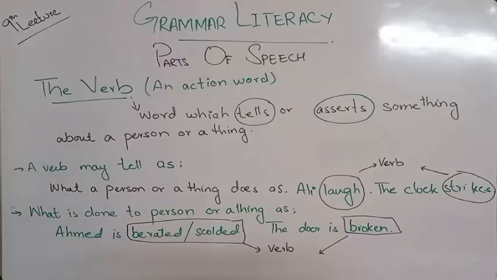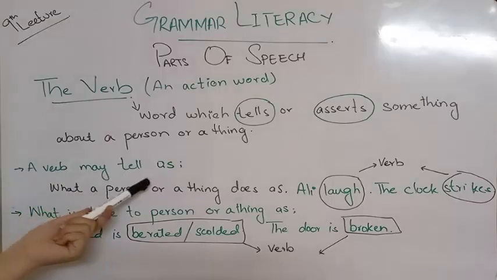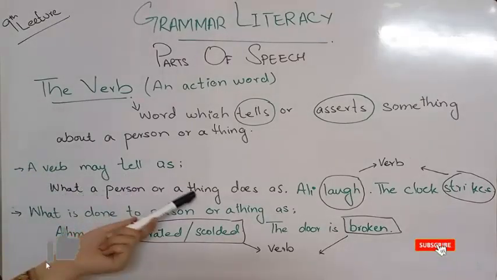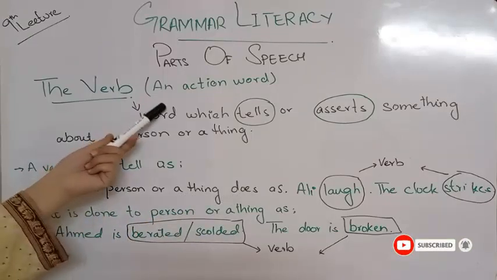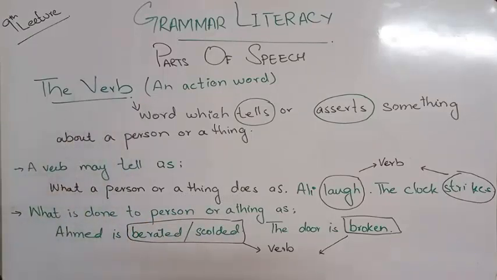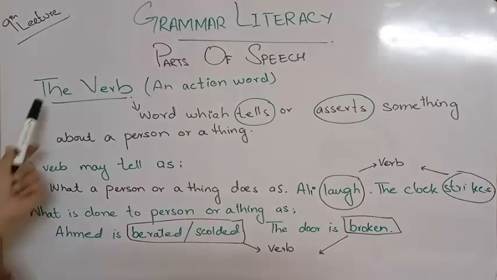Now there are two main points about the verb. The first is that the verb tells us what a person or a thing does. I have already told you that this is an action word. It tells us about the action of a person or a thing. Here the first point tells us what a person or a thing does, whatever action he, she, or it is performing. So it will be the verb.